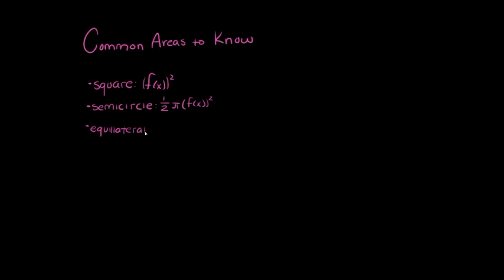Here are some common areas that you'll need to know for the test. The area of a square, which is obviously just s squared, so therefore f of x squared. A semicircle, which would normally be 1/2 pi r squared, which becomes 1/2 pi f of x squared. And then an equilateral triangle, which is just √3/4 f of x squared.